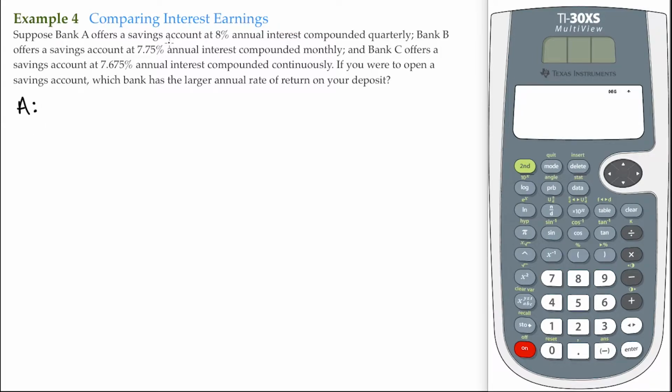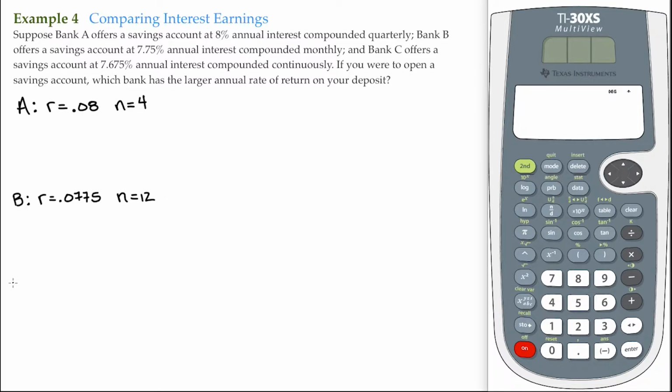And A has an account at 8% annual interest, so its rate is 8%. And it is compounded quarterly, so the number of compounds, pay periods, is 4. For B, I'll put B down here. Bank B offers 7.75%, so its rate is less than Bank A. However, its compounding is monthly, so we have a different number of pay periods.